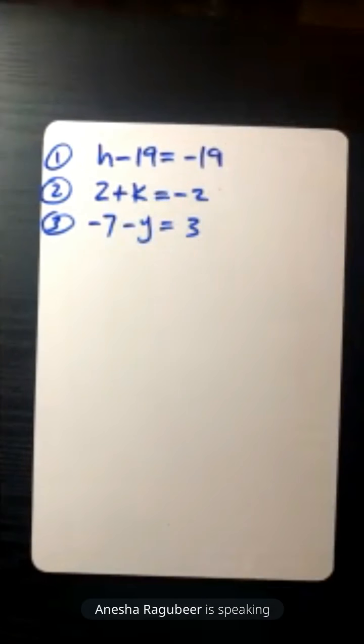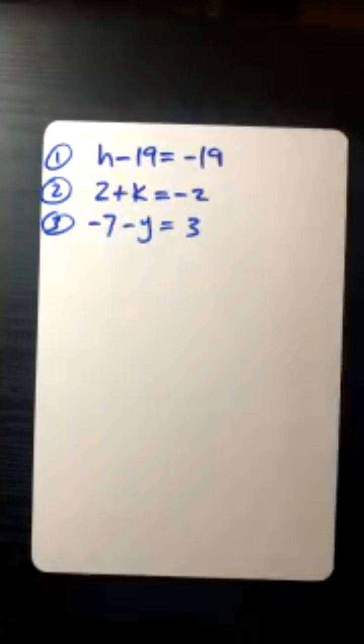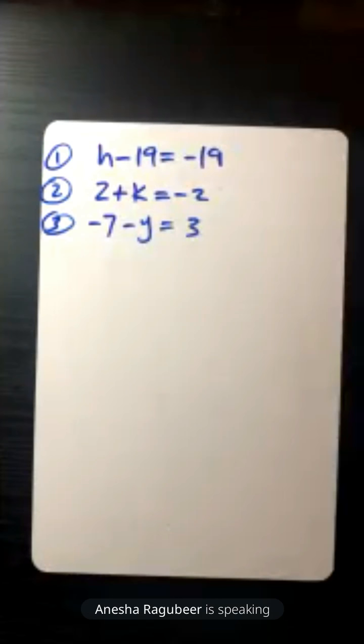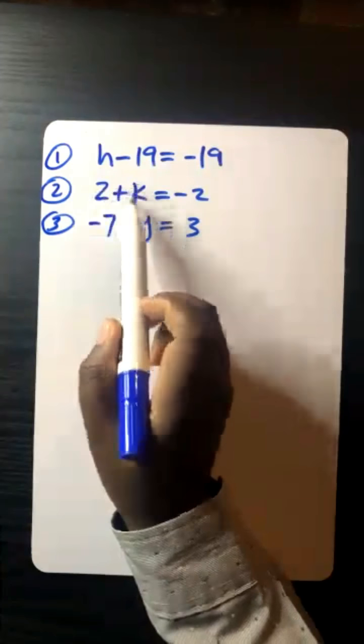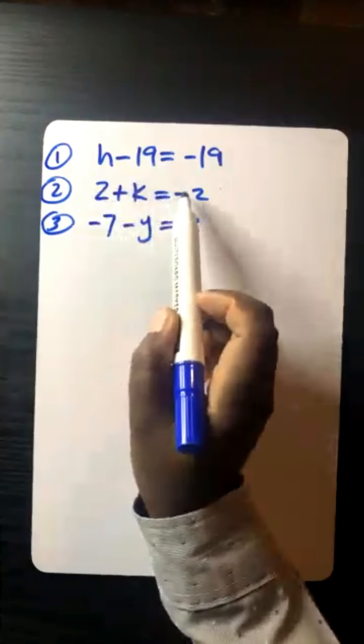So, sir, according to equation 2, we need to find the unknown, which is k, in 2 plus k, which equals negative 2. So that means whatever number you say, 2 plus that number must equal negative 2. Right? Yes, sir.